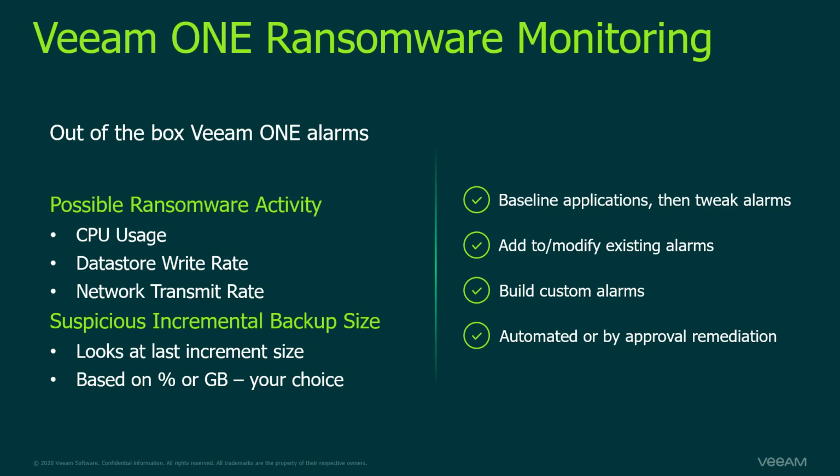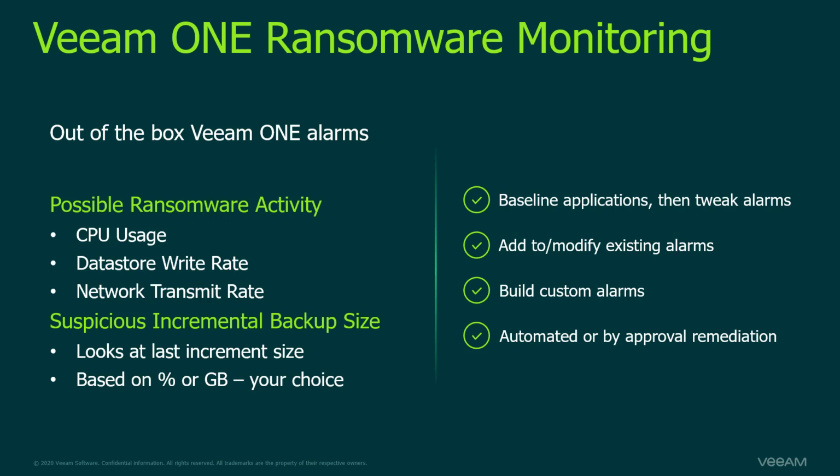The second out-of-the-box alarm looks at your backup and replication environment. What that is, Suspicious Incremental Backup Size. It looks at the increment size of your backups. You can base it off of percentage or a data size like gigabytes, your choice. And when Veeam ONE sees that the increment has grown a certain amount, it will flag it for you. Now, these alarms come out of the box and they are fully customizable. Once we go to the lab, I will show you how to change all that kind of stuff.